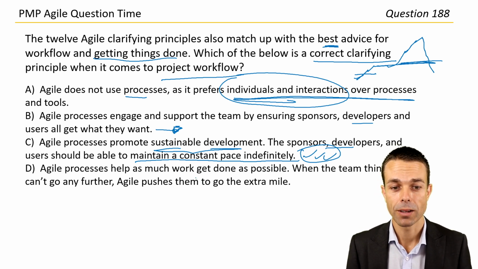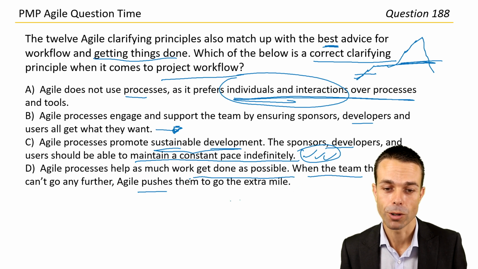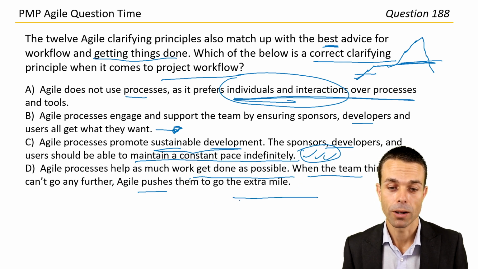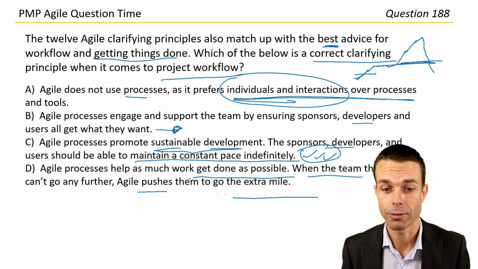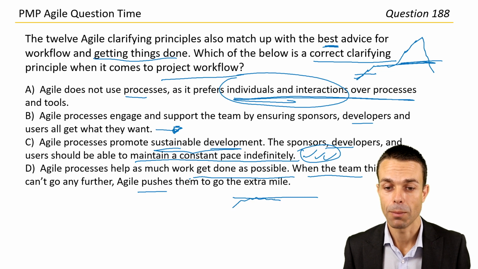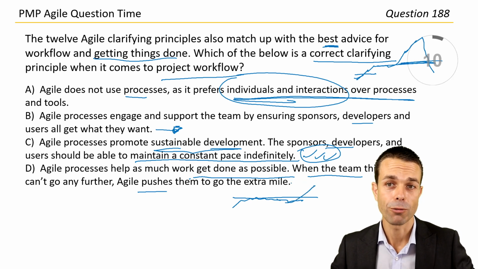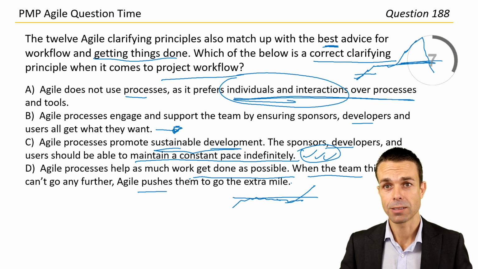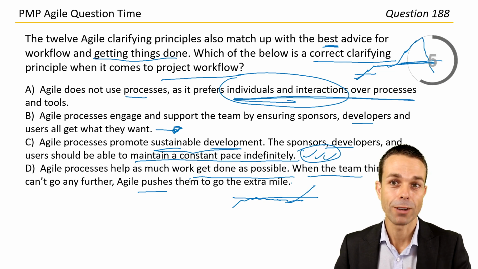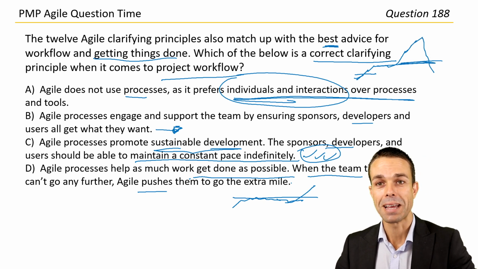Agile processes help as much work get done as possible. When the team thinks they can't go further, Agile pushes them to go the extra mile. Not true. So we have our velocity, and that's the average of how much we've completed over the last few sprints, and we want to not really go above that unless we've finished all of our work in an iteration. If we push people too hard, obviously we want people to do the work, but they burn out, have sick days, and become disengaged in the work. And trust me, it results in less work getting done as well. Anyway, let's go with answer C.